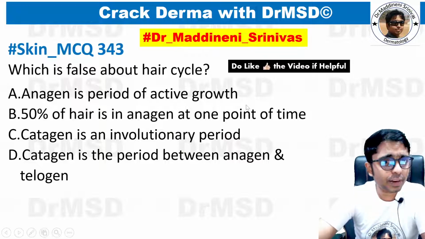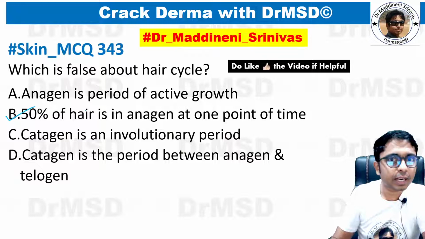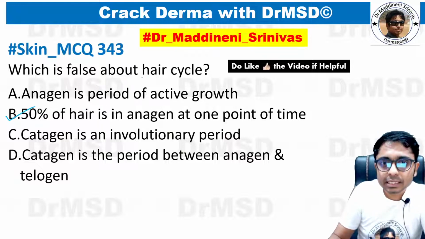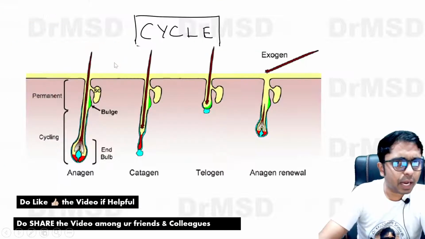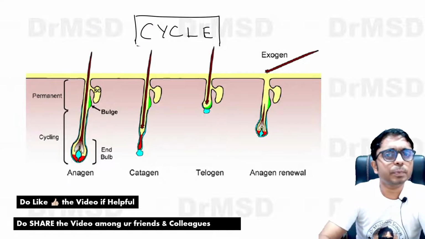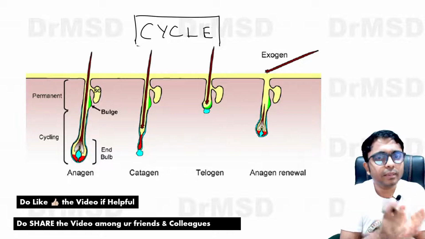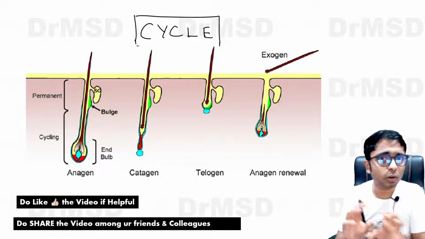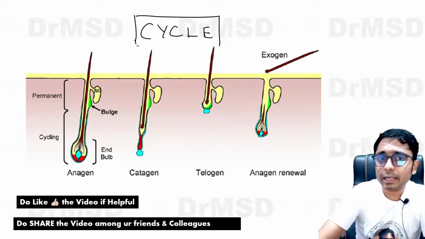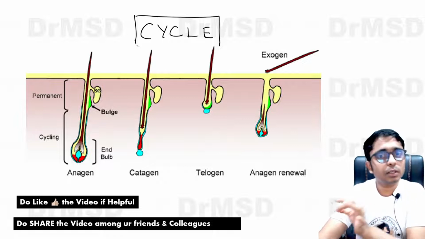MCQ, pause the video and try to answer, and if you have marked answer as option B, then you are right. So this is a question about the hair cycle. You need to have a brief idea about what this hair cycle is. Hair all over the body moves from one phase to another phase, and this happens in a proper chronological order, and we are going to see the change from one phase to another.